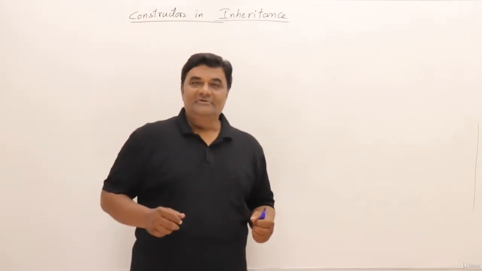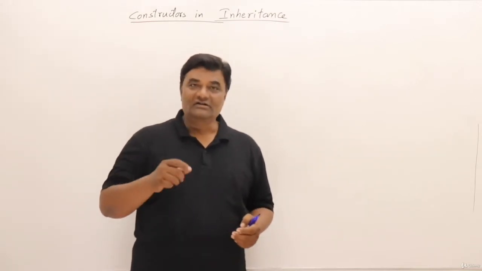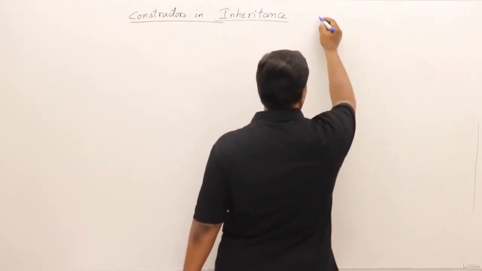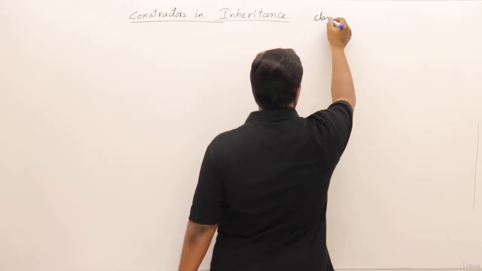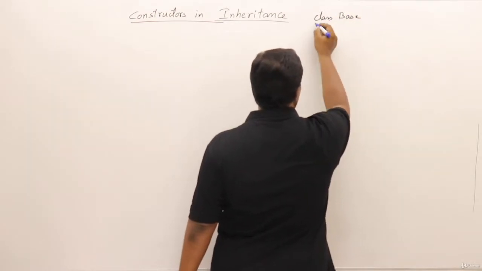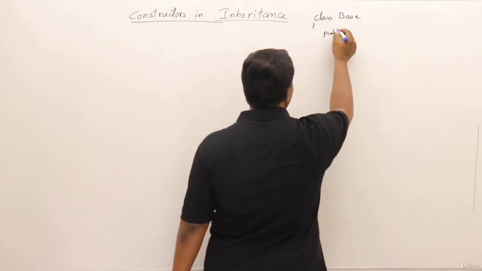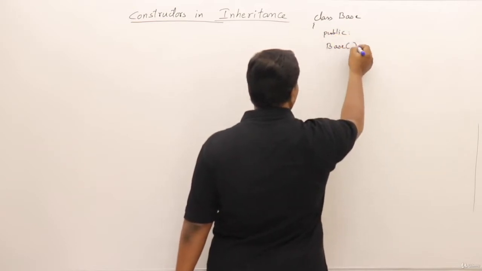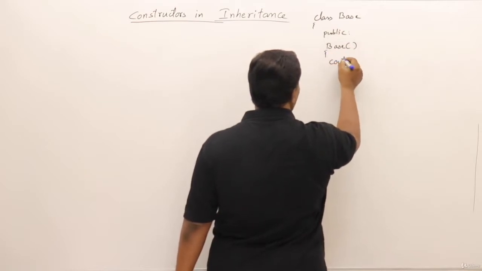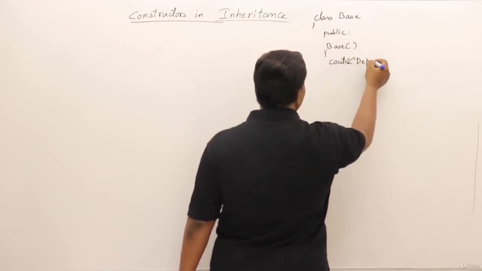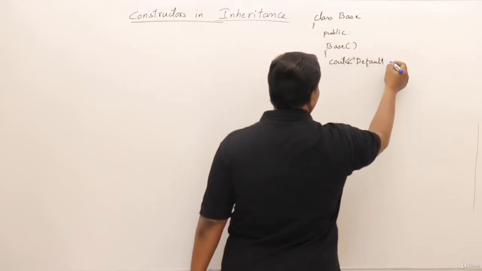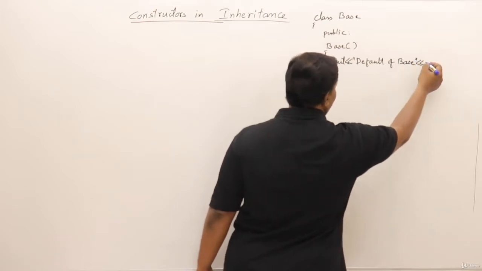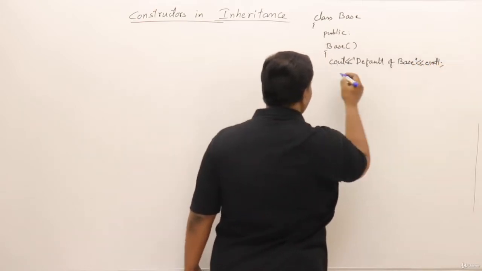Now let us look at an example to understand how the constructors are called in inheritance. So I'll take a simple example. I'll write a class called base, and inside this class I will not write anything, just constructors. So the first constructor is base, which is not taking any arguments, and here I will say cout, "default of base", and endl. You know well that to get a new line you have to say endl.